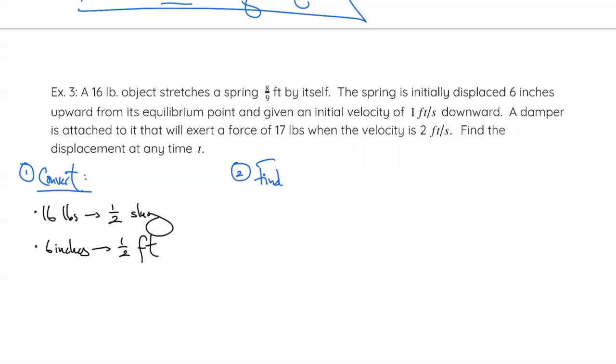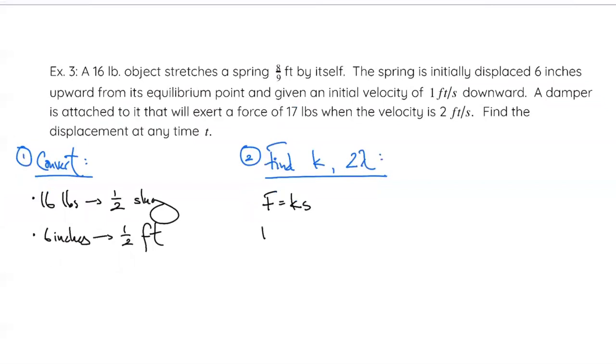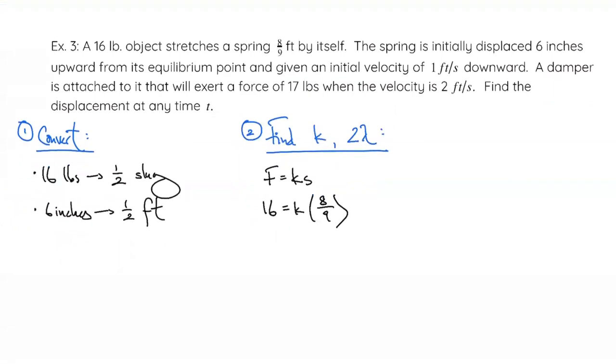But before, I said I want us to find K. But now what we're going to do is find K and our 2 lambda. Okay, our K and our 2 lambda. And so to find our K, we're going to use that same equation before. F equals K times S. And we know that our weight of the mass is 16 pounds, and that stretches the spring 8/9 of a foot. And we found this earlier to be K would be 18.